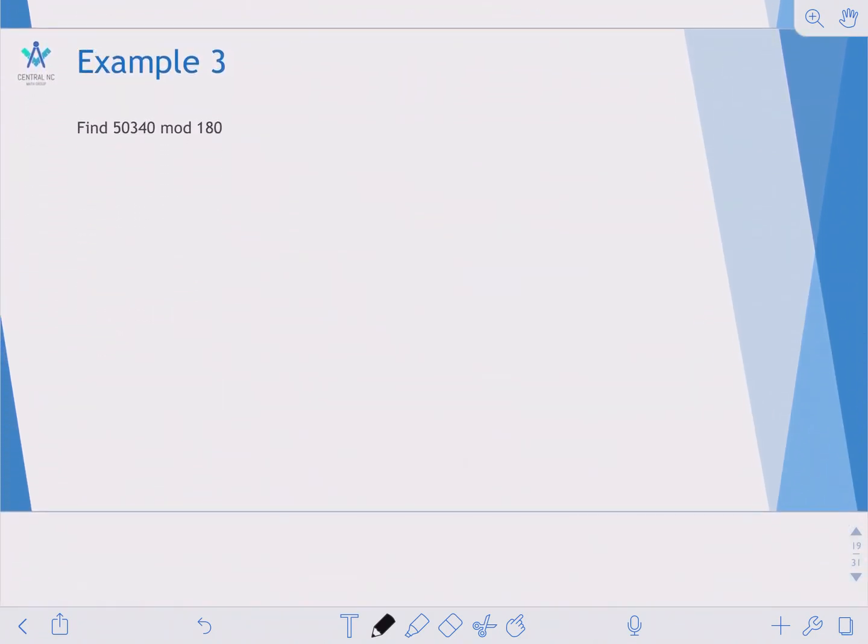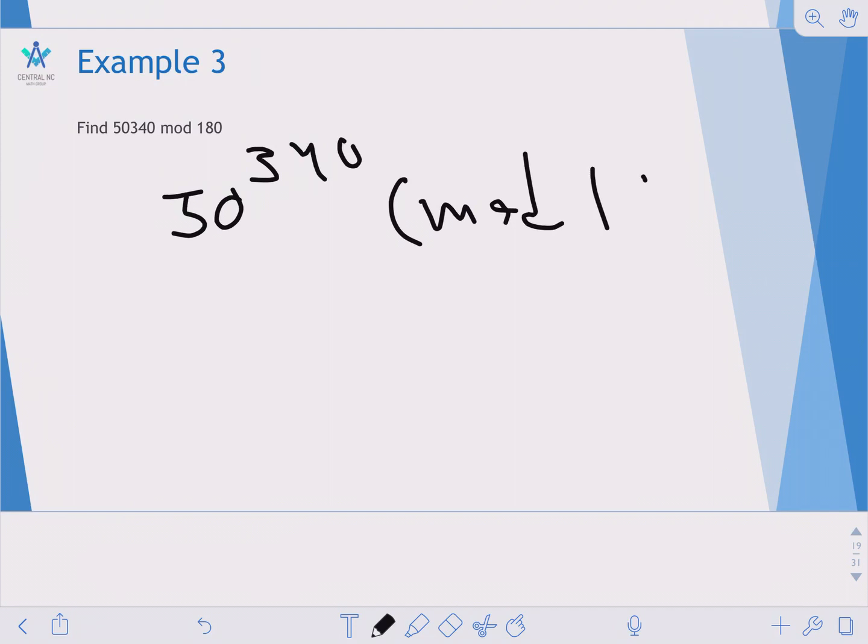Alright, second example. We want 50 to the 340 modulo 180. Again, the superscript's messed up in the presentation. If you've read the modular arithmetic handout, you know that we can apply the Chinese remainder theorem here. We cannot directly apply Euler's theorem at the moment because 50 and 180 are not relatively prime, but we can do it after splitting it up into different equations using Chinese remainder.